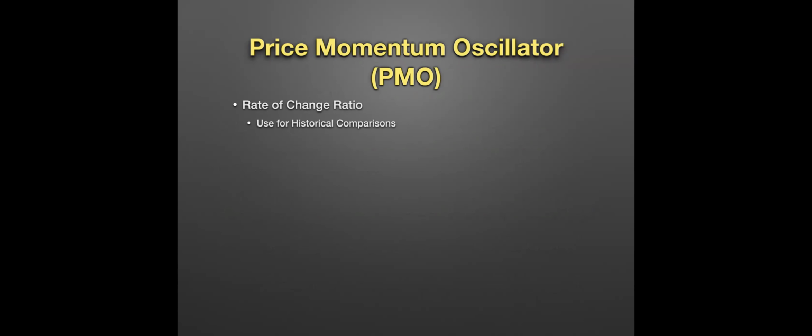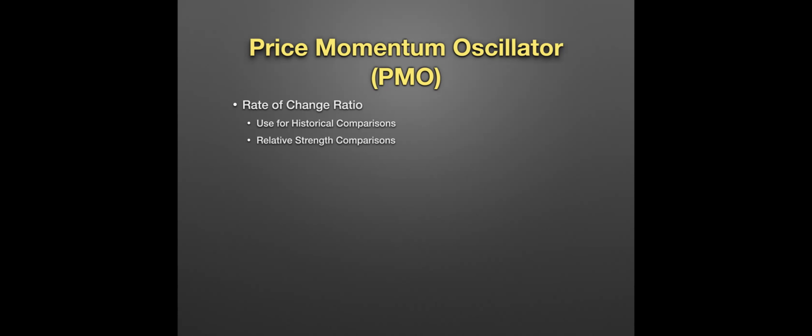I'll show you an example of the MACD, and you can't really use it for historical comparisons because on the chart itself, you'll see the indicator starts to flatten out. You can't see what's going on with it. Whereas with the PMO, you definitely can.